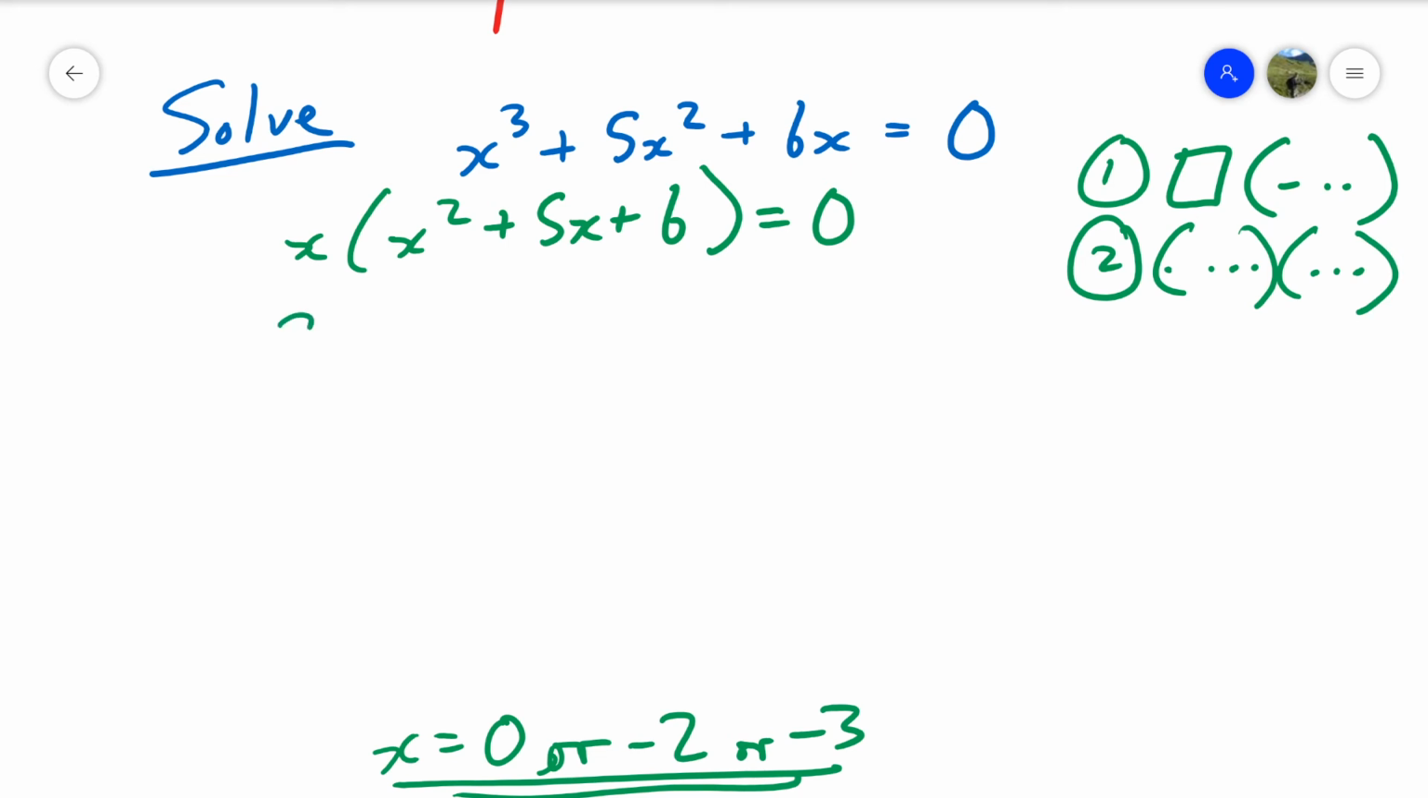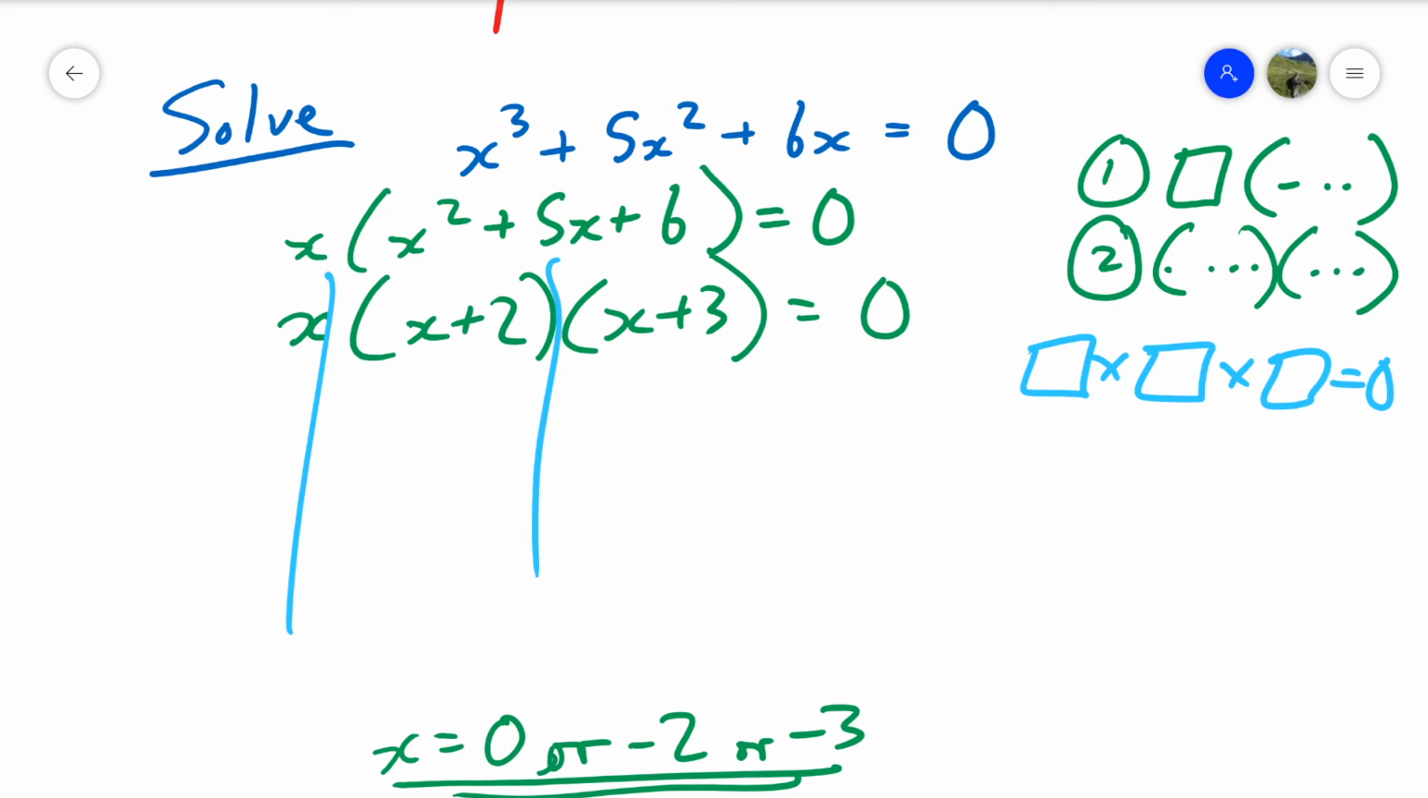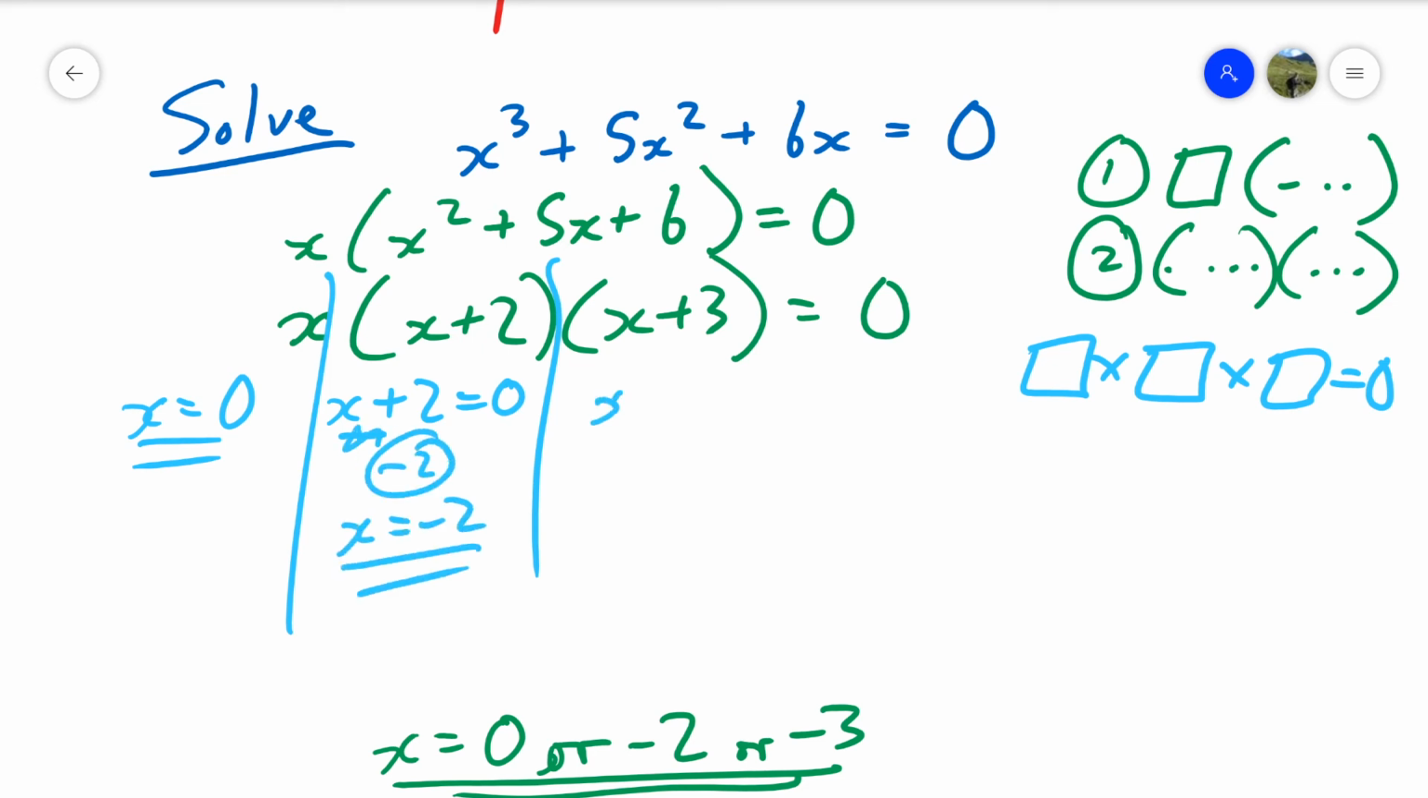The second thing we do is we try and then factorize with double brackets, which we can do. We've seen this a million times now, x plus 2, x plus 3. So we've now got three things multiplied together. One of those three things must be equal to 0. And they all involve x, so it's an or. That means that x equals 0, or x plus 2 equals 0. And if we minus 2 from both sides, we end up with x equals minus 2, or x plus 3 equals 0, so we minus 3 from both sides, which gives us x equals minus 3. Ta-da!